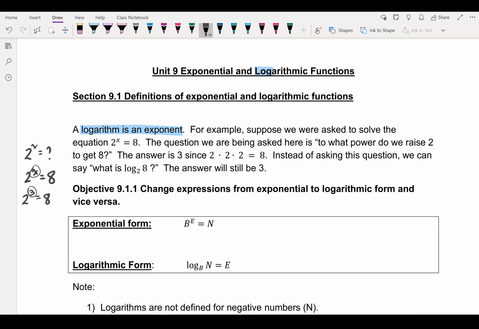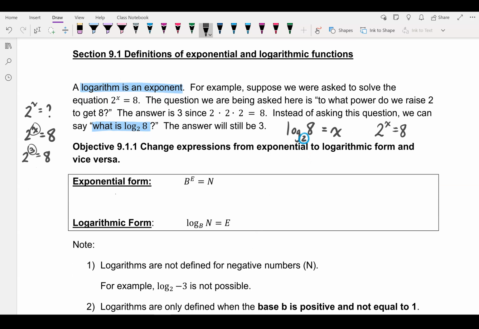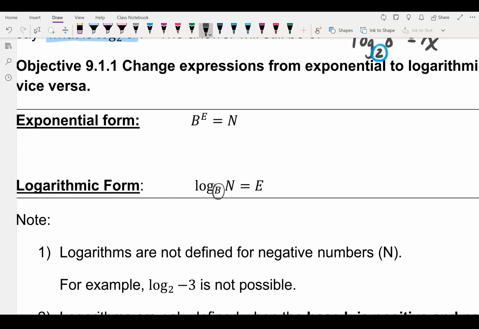Instead of asking that question, we can say, what is log base 2 of 8? And the answer is still 3. So in other words, you could say log base 2 of 8 equals some x. It means 2 raised to what power is 8? It's the exact same thing as saying 2 raised to some power is 8. So they are equivalent expressions. They just have two different forms. Exponential form is this one: the base raised to an exponent is a number. And the logarithmic form is where we have log with a base and then a number equals an exponent.